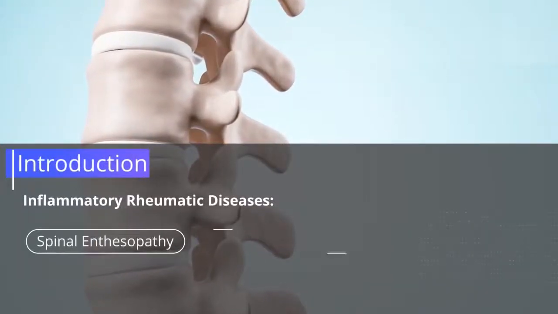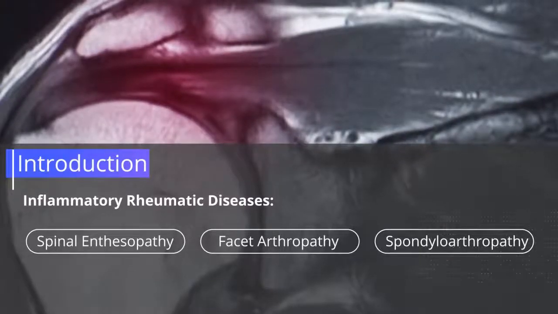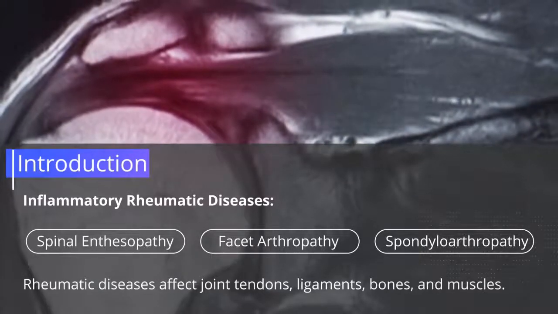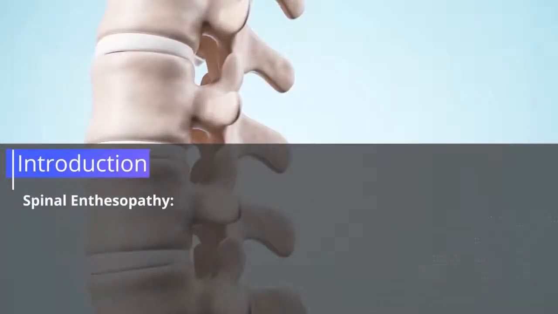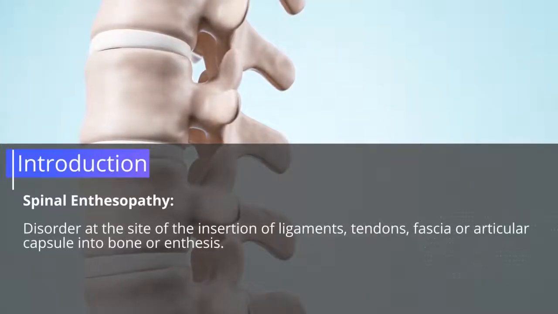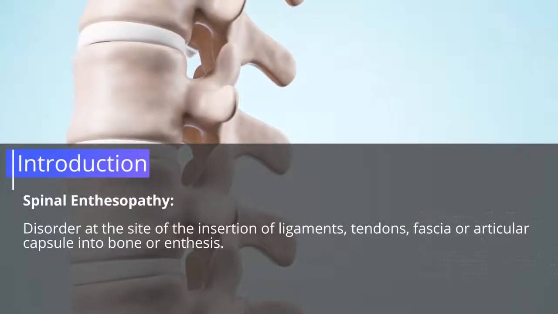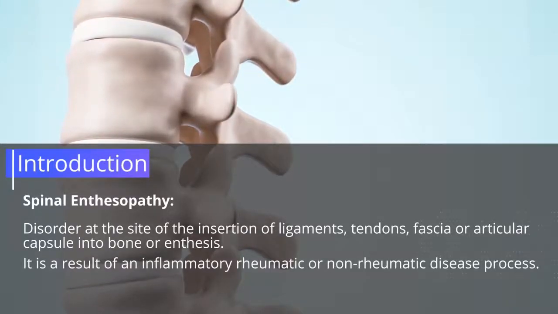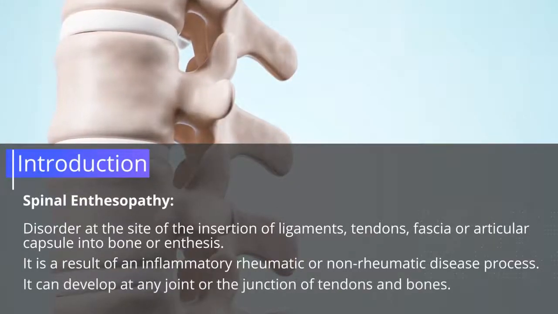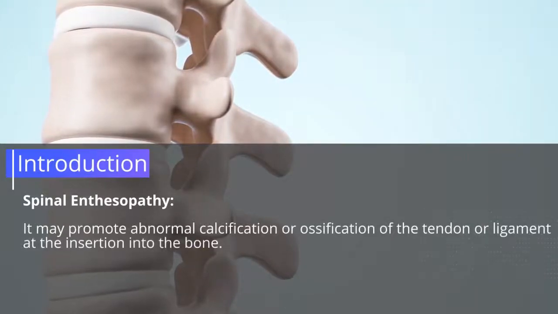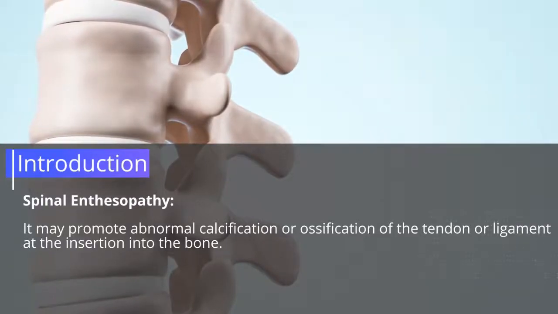Spinal enthesopathy, facet arthropathy and spondyloarthropathy come under the umbrella of inflammatory rheumatic diseases. Rheumatic diseases affect joint tendons, ligaments, bones, and muscles. Spinal enthesopathy is a disorder at the site of the insertion of ligaments, tendons, fascia or articular capsule into bone, or enthesis. It is a result of an inflammatory rheumatic or non-rheumatic disease process. It can develop at any joint or the junction of tendons and bones. This process also may promote abnormal calcification or ossification of the tendon or ligament at the insertion into the bone.